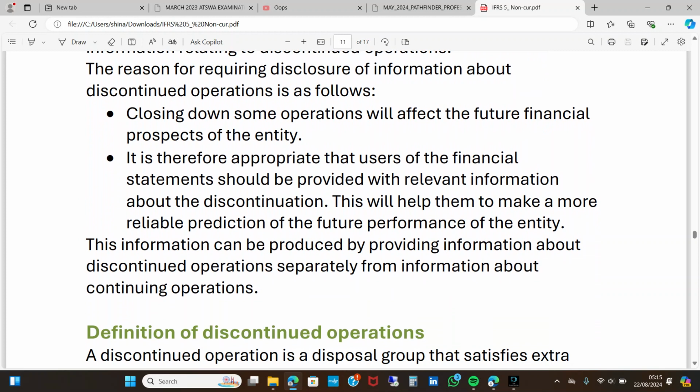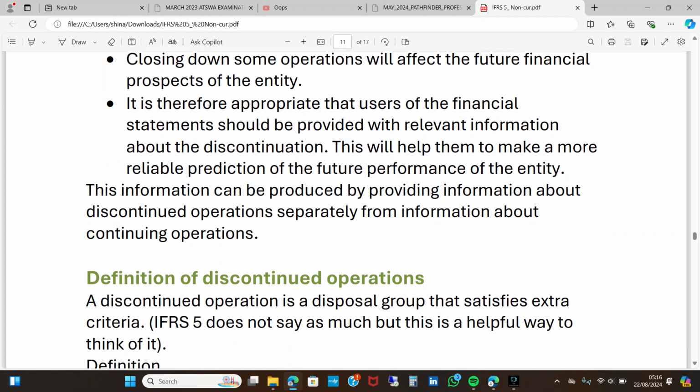They'll ask you, why should you disclose information about discontinued operations in your financial statement? Tell them that, because a discontinued operation means we are closing down or shutting down a part of the business. If we are discontinuing a part of the business, obviously it's going to affect the future financial prospects, because it's going to affect our profitability, our financial stability and those other things. Then we must show users of financial statements the effect of closing down or shutting down that aspect of the business. That's the reason why we must disclose information about discontinued operations in our financial statement.